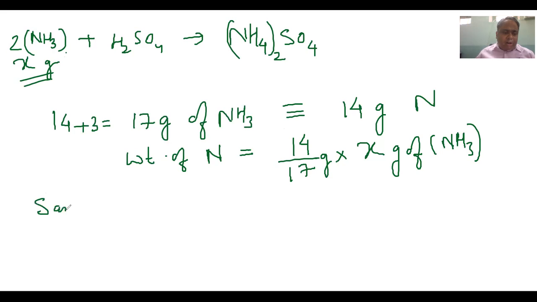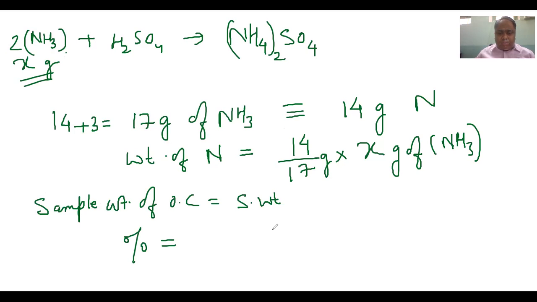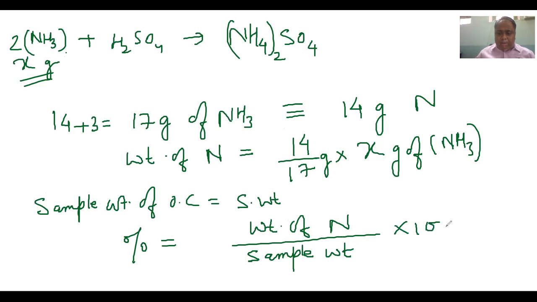And the sample weight of the organic compound will be given to us. So percentage of nitrogen will be equal to weight of nitrogen divided by sample weight into 100. This will be even more clear if we pick up a numerical problem. If we do a numerical problem, it will become very, very easy. So we'll do that.